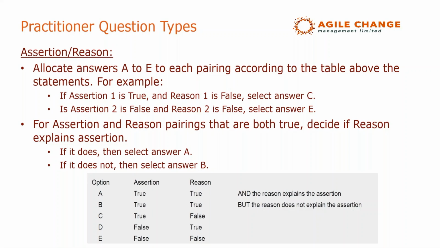If, however, both statements are true, but perhaps the reason is talking about something different to the assertion, so it's still a true statement, but it's off on a different subject completely, then they are still both true, but in this case you would pick answer B because the reason does not explain the assertion. And that's all there is to it, for both the foundation and these practitioner style exams.